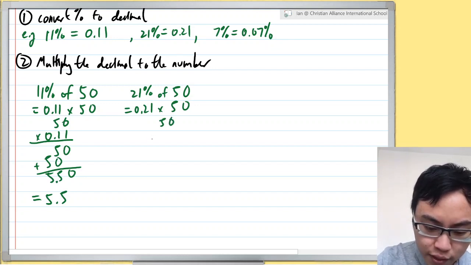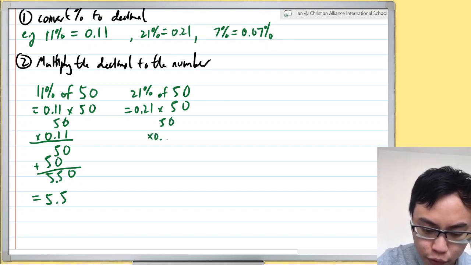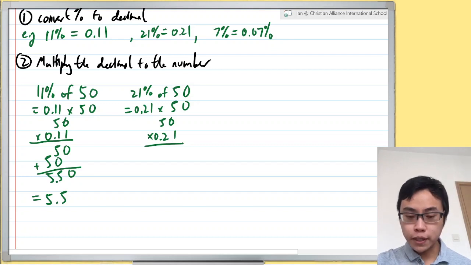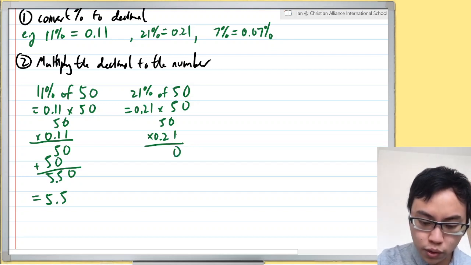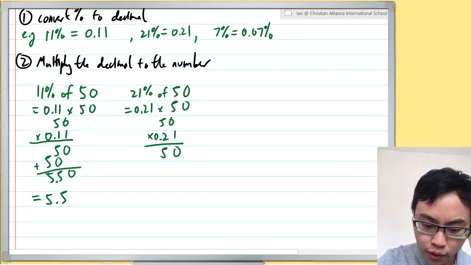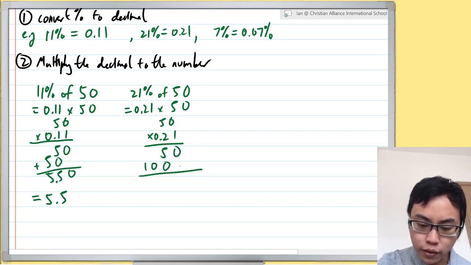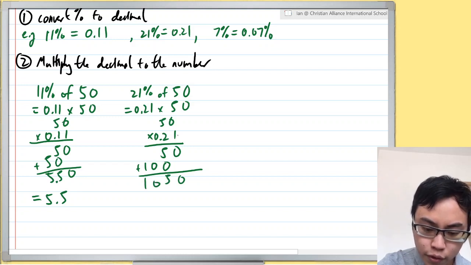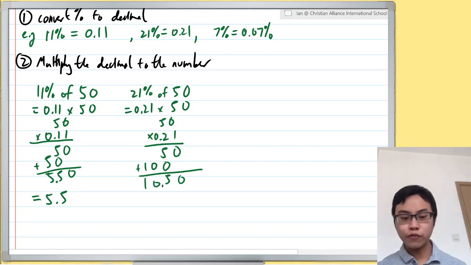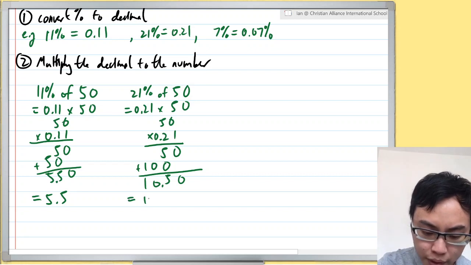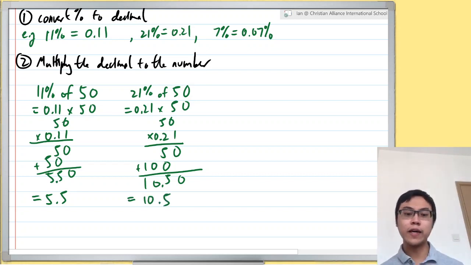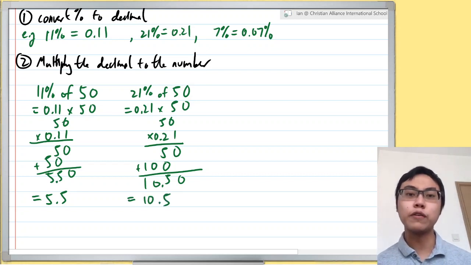That's 50 times 0.21, long multiplication. So that's going to be 1 times 0 is 0, 1 times 5 is 5, 2 times 0 is 0, 2 times 5 is 10, and then you add the numbers. That's going to be 0, 5, 0, 1, 2 decimal places, that's 10.5, and so your answer will be 10.5 in the end. So 21% of 50 is 10.5.